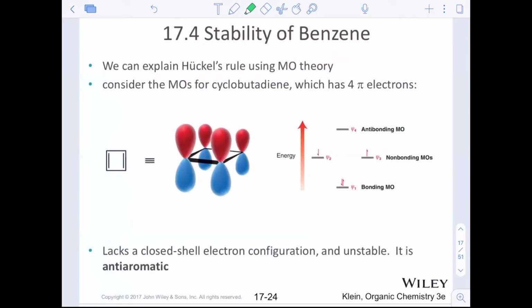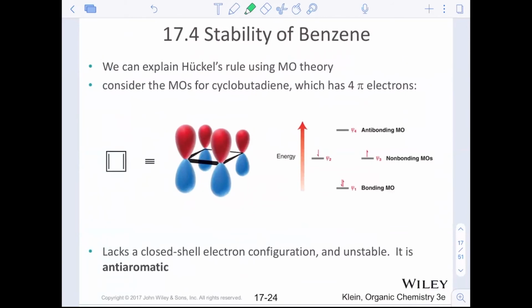All right, we can explain why this is the case, why we have the Huckel rule, using MO theory. Just like before when we talked about benzene and how its HOMO bonding orbitals are fully complete and all of the antibonding orbitals are unfilled, we'll look at the cyclobutadiene here. Notice how it has non-bonding orbitals, non-bonding MOs. They're in the middle, so they're not lowest energy, they're not highest energy. This lacks a closed electron shell configuration, and that's why it's unstable. That's why it's anti-aromatic.